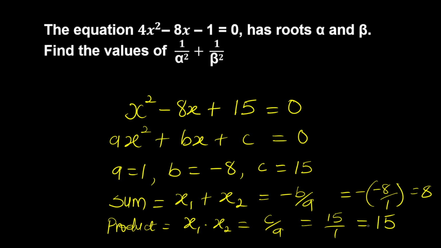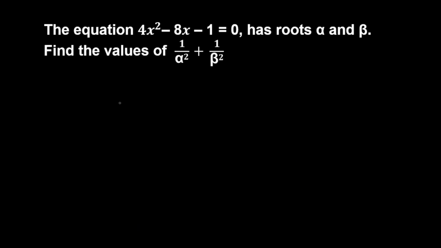So therefore, we can conclude that the sum of roots is 8, and the product of roots is 15. It is much more conventional to use alpha and beta in place of x1 and x2. I believe we've now understood the concept of sum and product. Now let's apply this knowledge in solving this particular question.